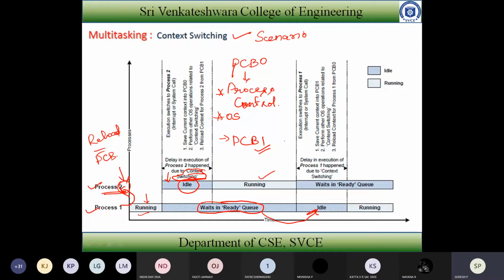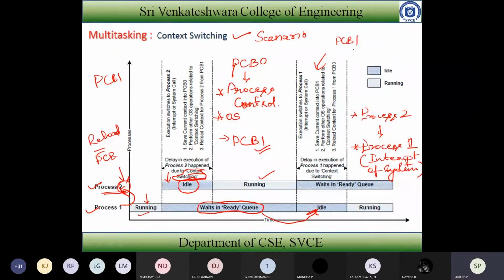Whenever a context switch happens, the execution switches from where to where? It is going to switch from process 2 to process 1. This is happening due to the interrupt or system call. Again, it has to do the same process. Process 2 is going to have its own process control block, so it has to save all its current context into PCB 1.